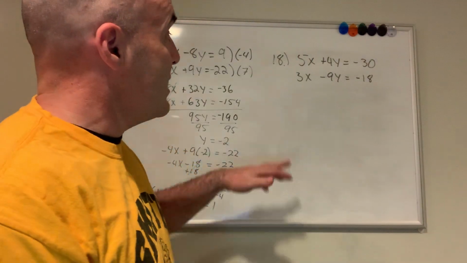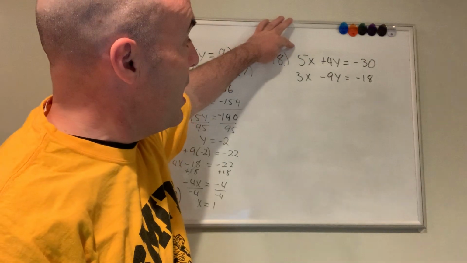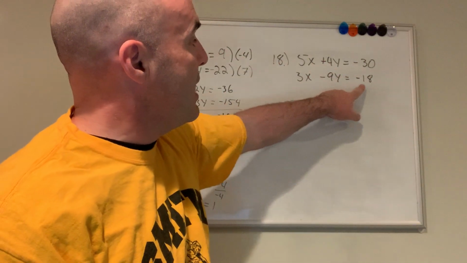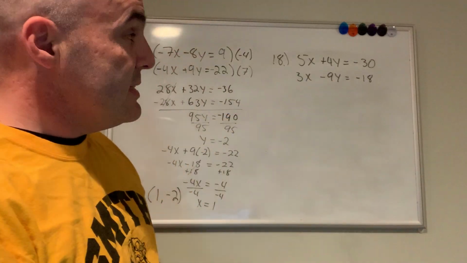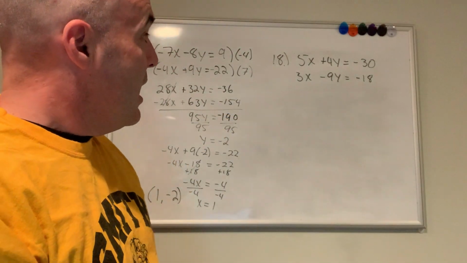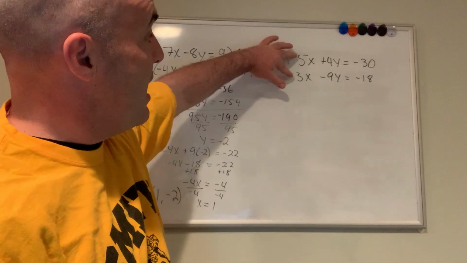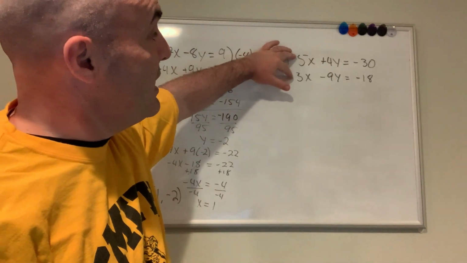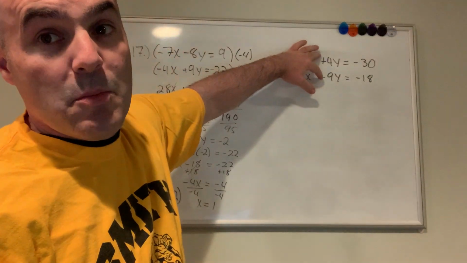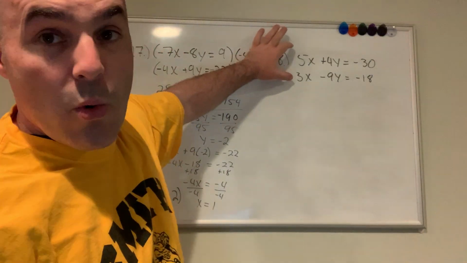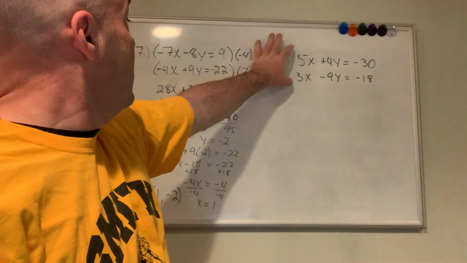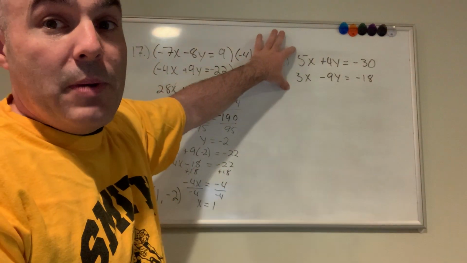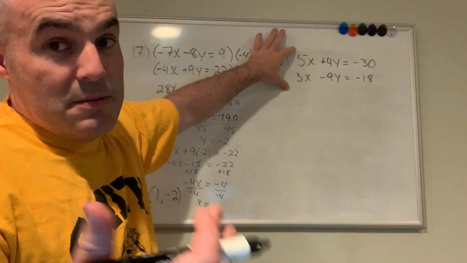Okay, moving on to the next one, I've got 5x plus 4y is equal to negative 30. I've got 3x minus 9y is equal to negative 18. Okay, so I have the choice here. I have 5 and 3, which have a least common multiple of 15. 4 and 9 have a least common multiple of 36. So I think I'm going to work with the x's here again. Now, they're both the same sign, so I have to multiply one by a positive and one by a negative. It doesn't matter which one.